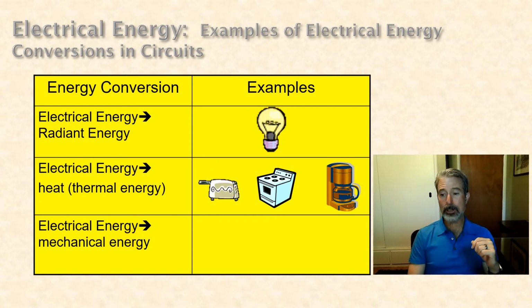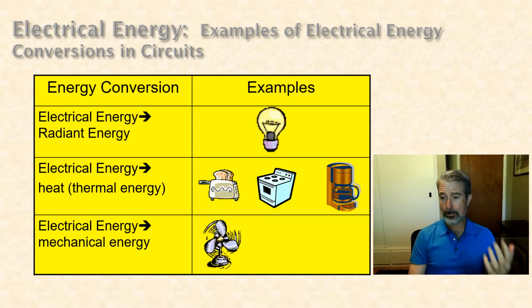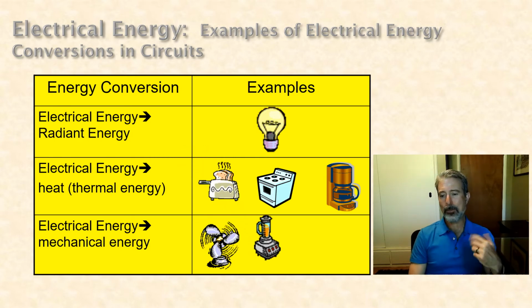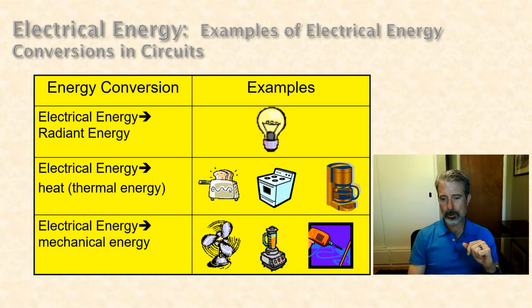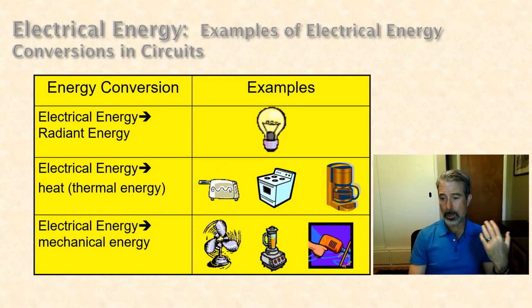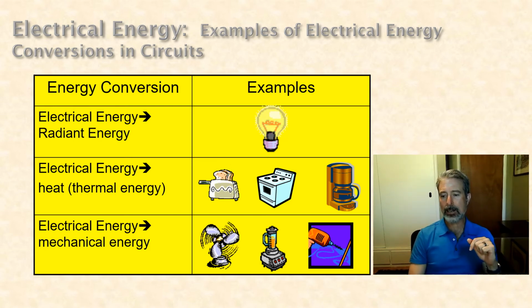Very often electrical energy is converted into mechanical energy in a circuit. This happens in any kind of device where there's an electric motor, where you have a fan, for example, or a blender, or in the case of an electric drill. So these are all examples where electrical energy gets converted into mechanical energy, which we can think of as a form of macroscopic kinetic energy.